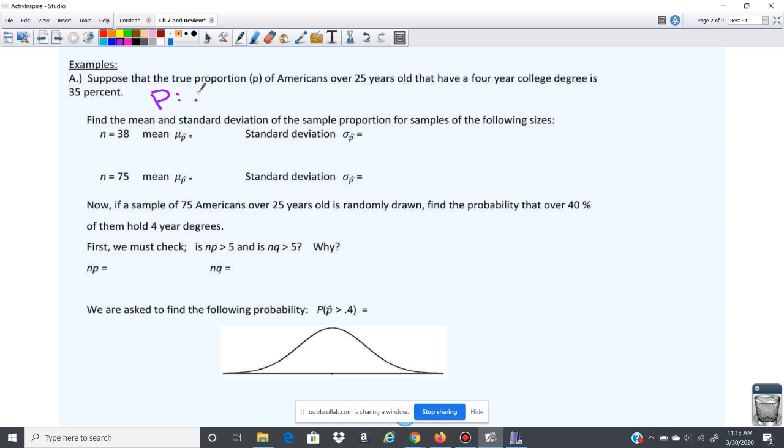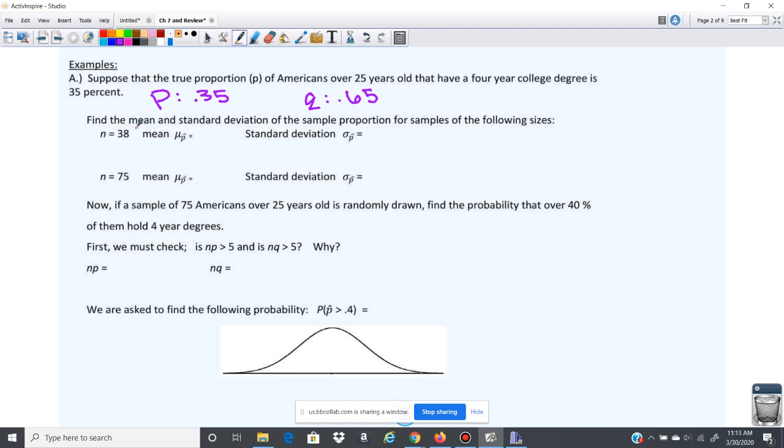We would say that's 0.35, which means the percentage that don't have a college degree is going to be what? You guys can go ahead and type that in the chat box. 0.65, good. So we have our P and Q. We're going to be exploring this with different sample sizes. So find the mean and standard deviation of the sample proportion for samples of the following sizes.